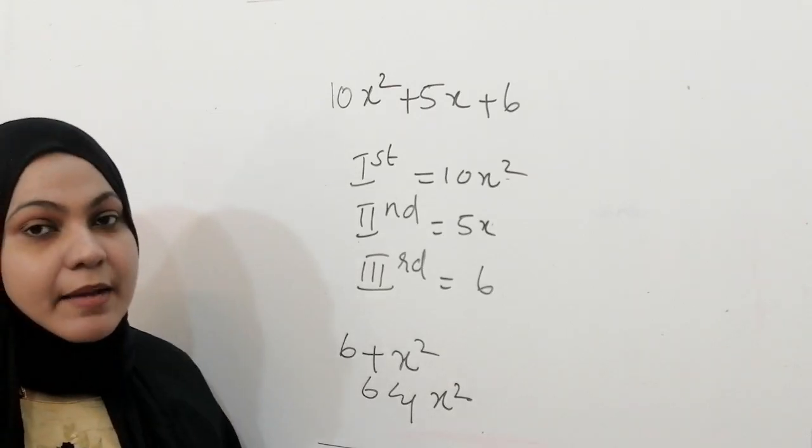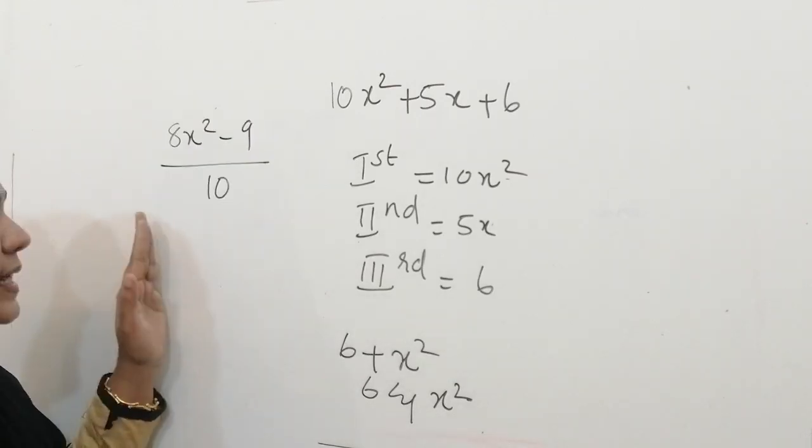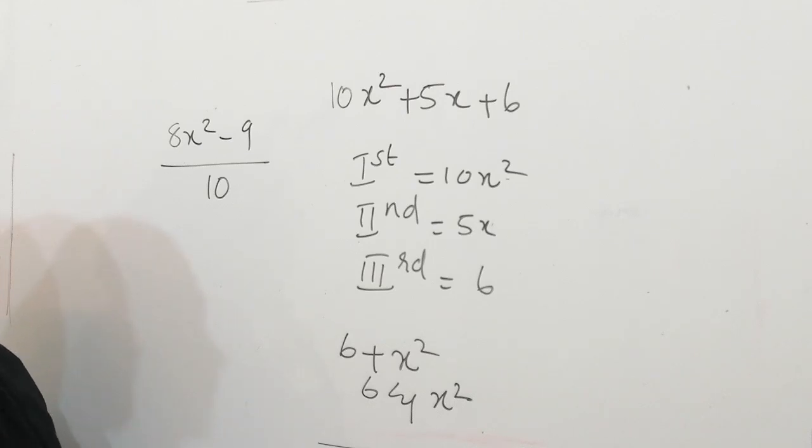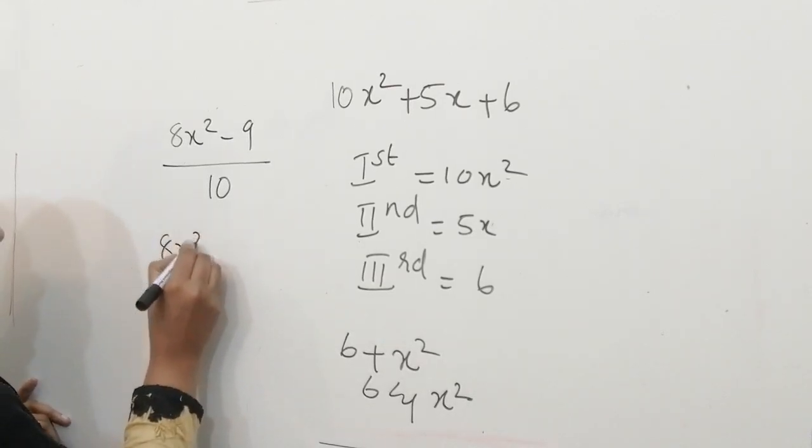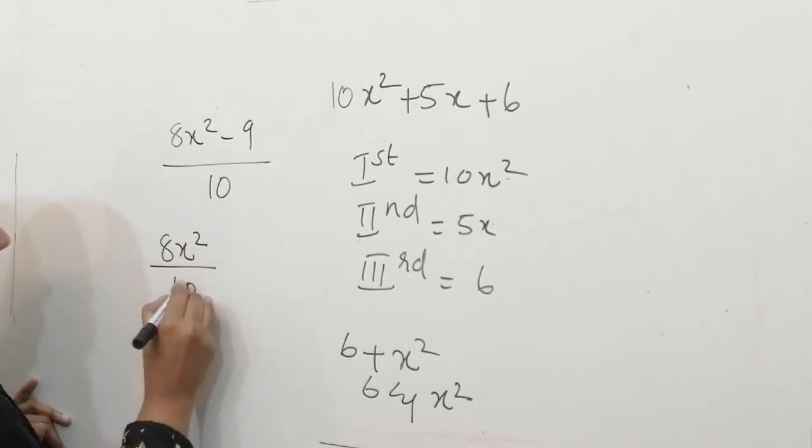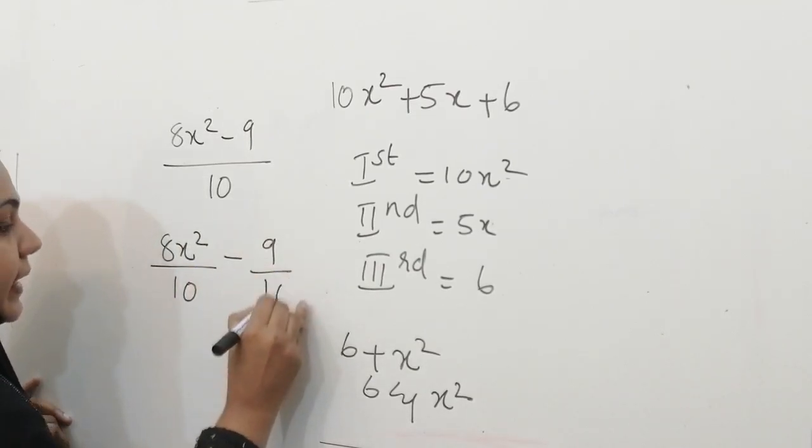Let's try another example of an algebraic expression. In this algebraic expression, how many terms are here? Here we can write this expression as 8x square by 10 minus 9 by 10.